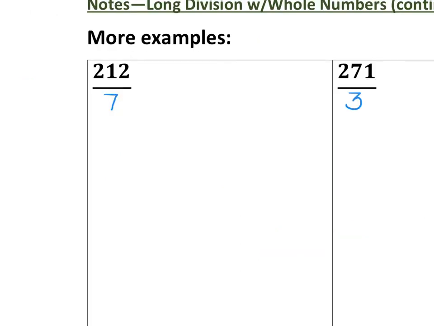All right, let's go to page 3. We're going to do a few more examples, and then you can have some work time. So we have 212, and we're dividing by 7. So fill in a 7 there, please. All right, top dog goes in the doghouse, 212, and we're dividing by 7.